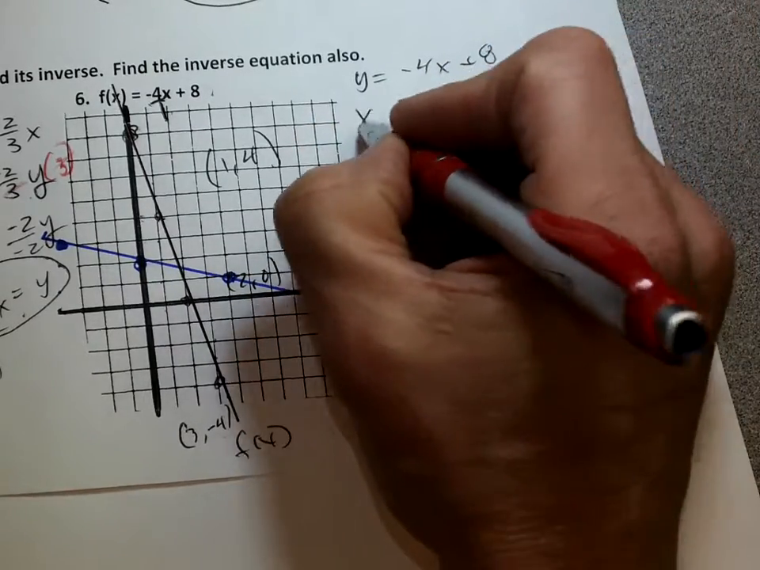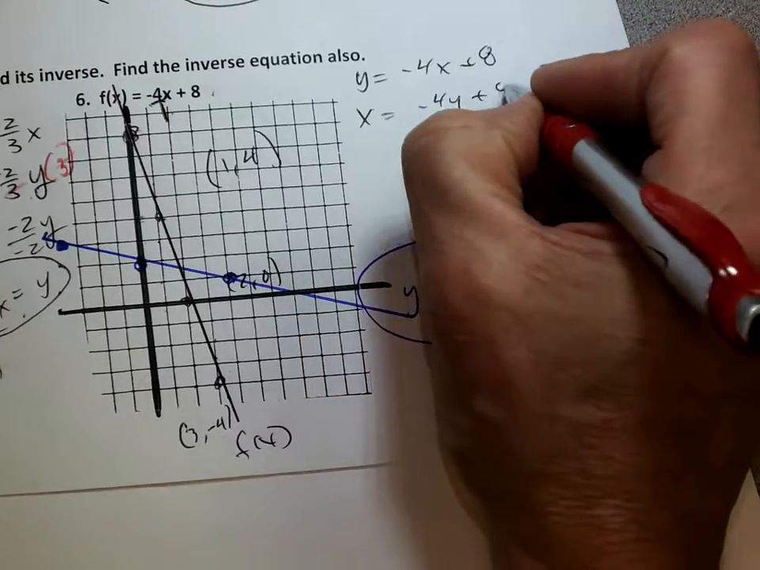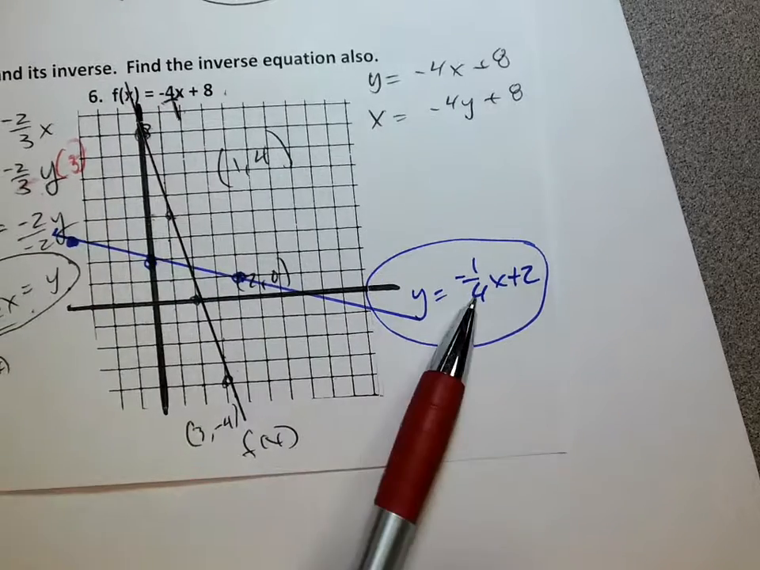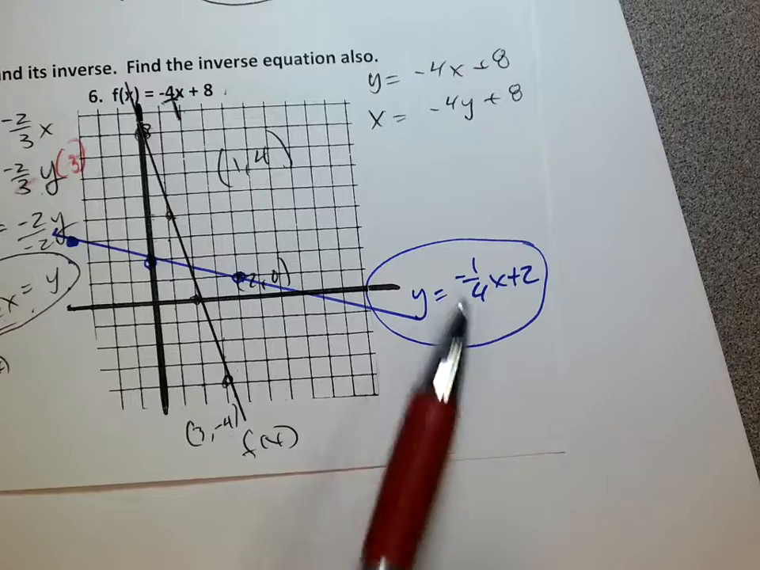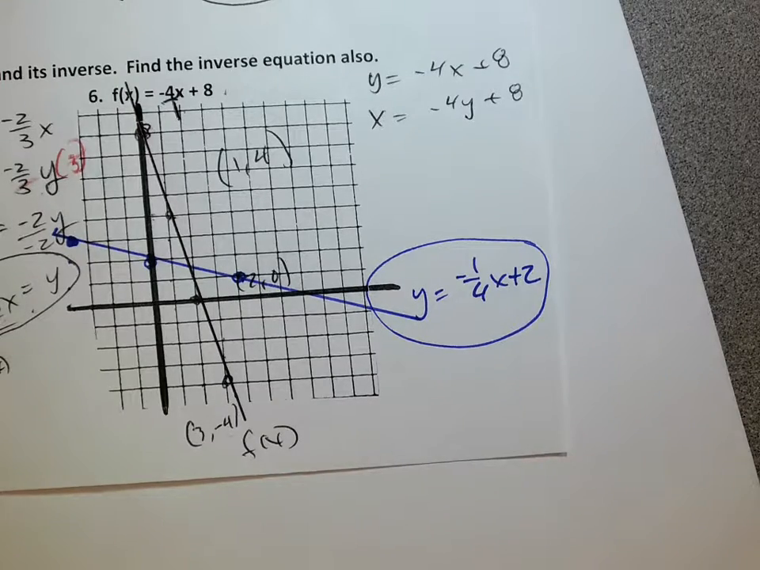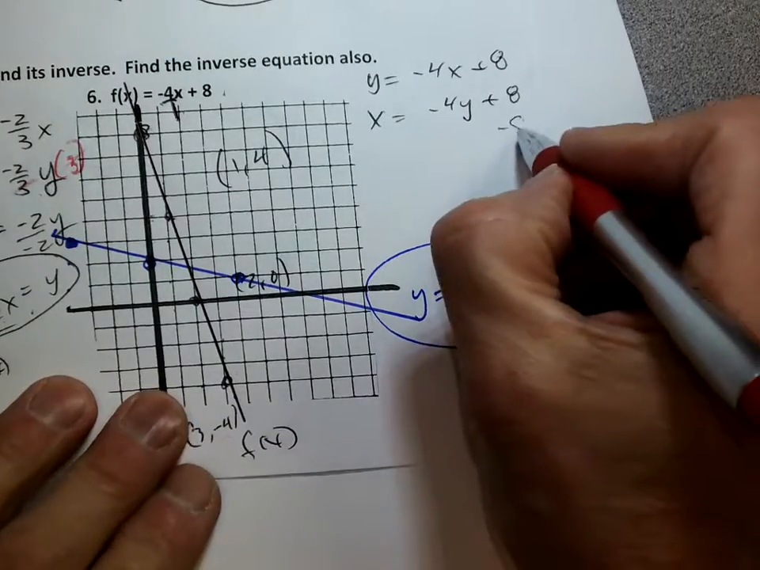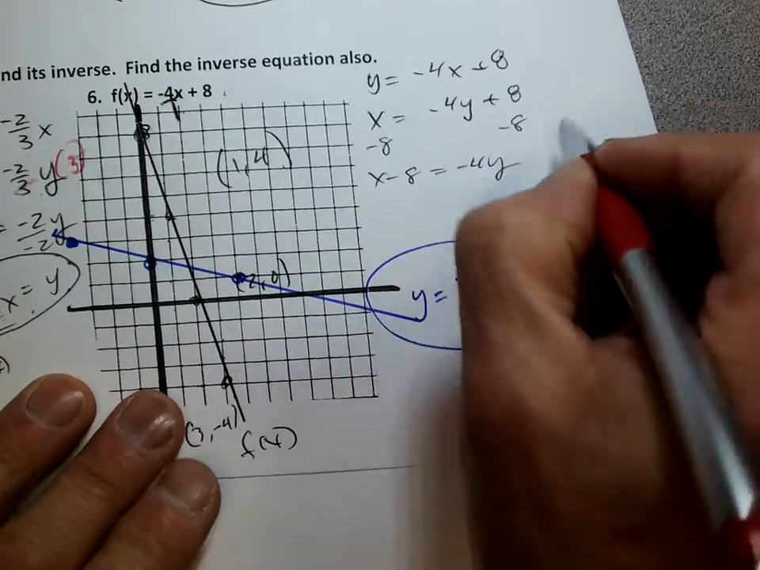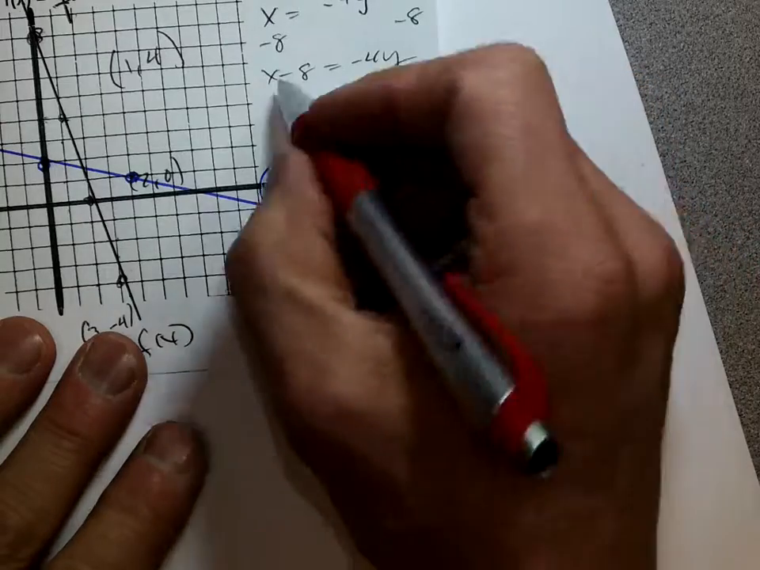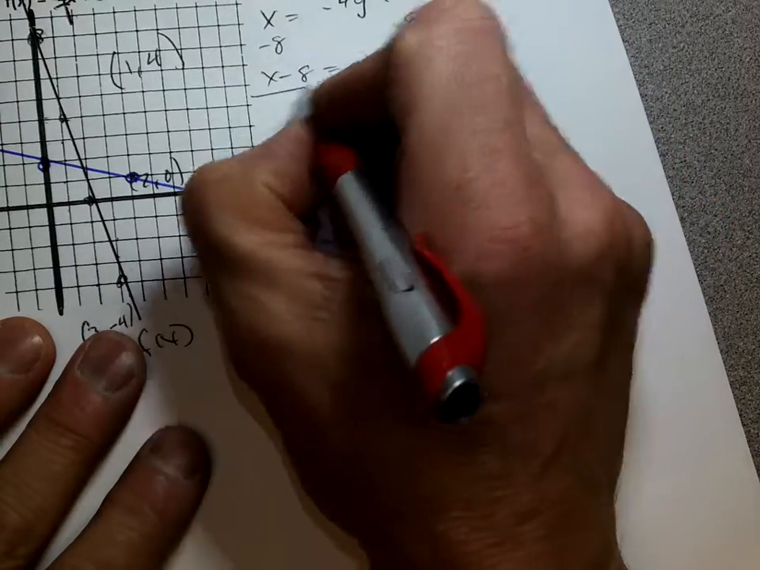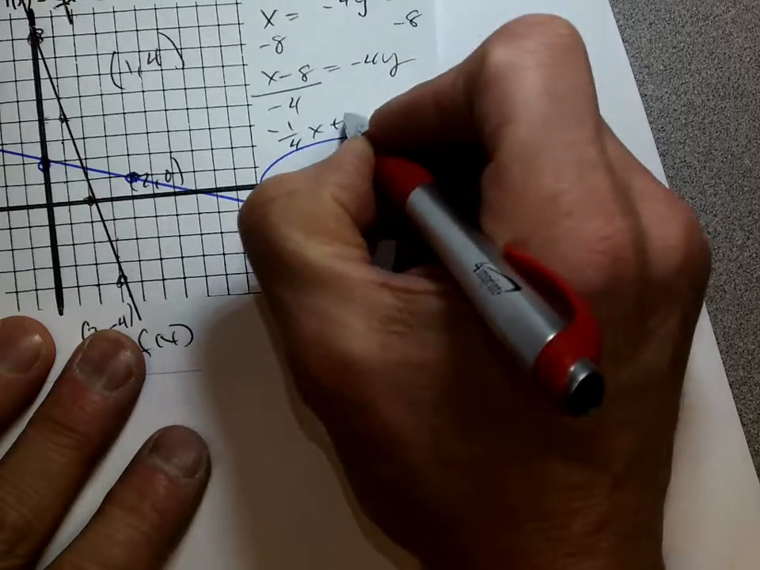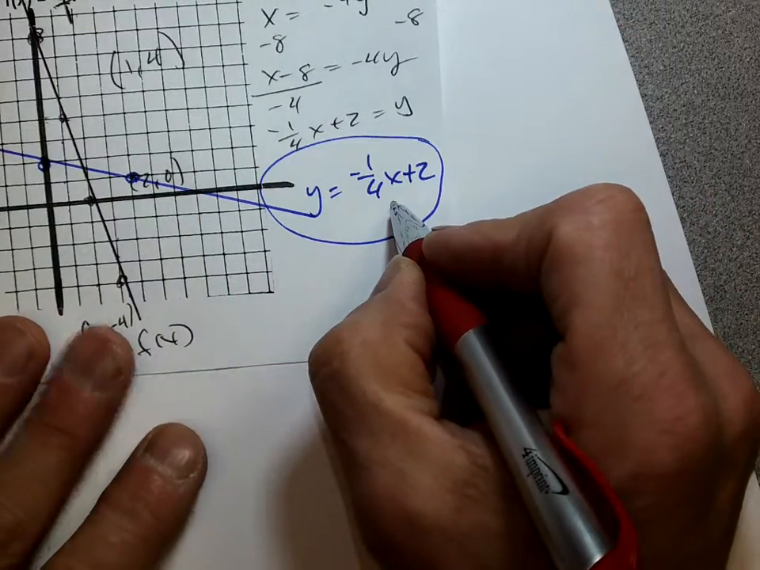I'm going to switch it, make it x equals negative 4y plus 8, remember? So this is the other way to do it. There are two approaches. One is to switch the points, graph the line, find the equation. The other way is to switch x and y and solve. So I'll go minus 8: x minus 8 equals negative 4y. Divide by negative 4, divide by negative 4. I'll have negative 1/4 x plus 2. Same equation I just got from the graph, okay?